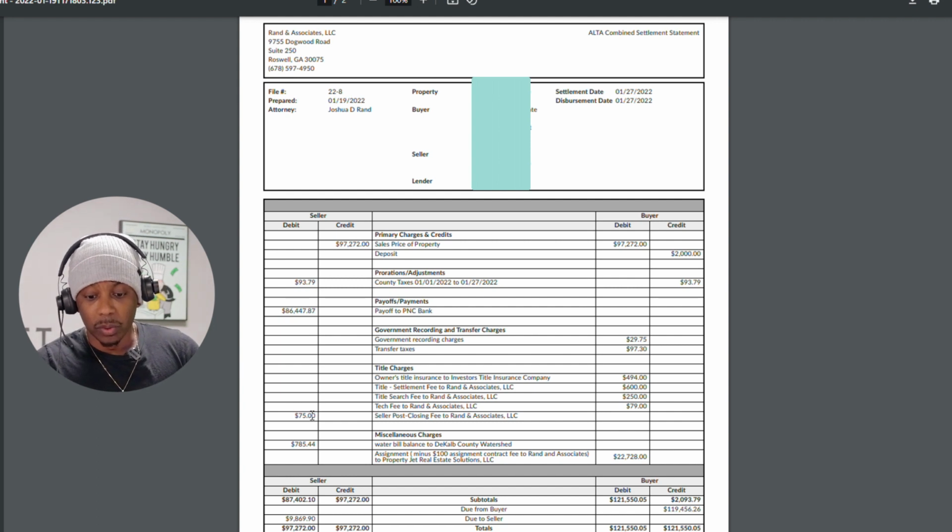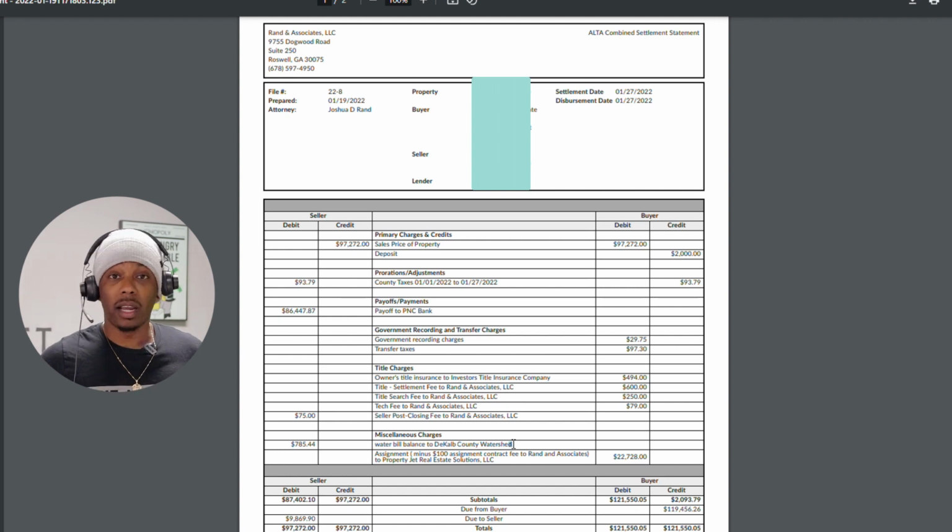Now we go into a $75 deduction for a seller post-closing fee to the attorney. That's just the attorney fees that they charge for whatever. You never know. Then you have another debit or deduction of $785.44 for a water bill balance.